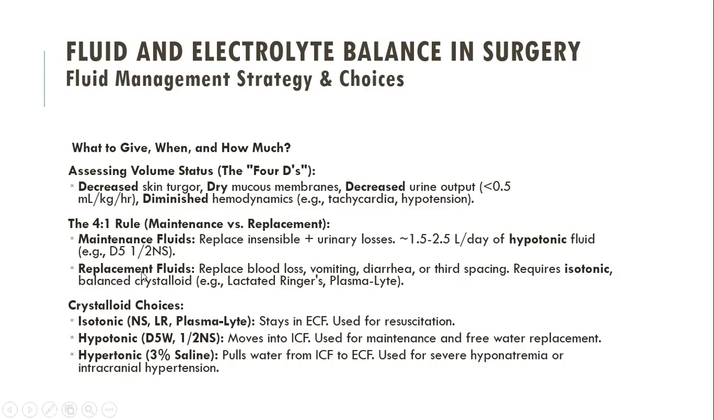Now, you will be giving replacement fluids when there is blood loss, vomiting, diarrhea, or third spacing. In the replacement fluids, you should be giving isotonic, balanced crystalloids like lactated Ringer's and Plasma-Lyte. So these are isotonic fluids, and you should give these in the replacement fluids. Now, what are basically the crystalloid choices? Like I told you, isotonic, in which you give normal saline, lactated Ringer's, and Plasma-Lyte.